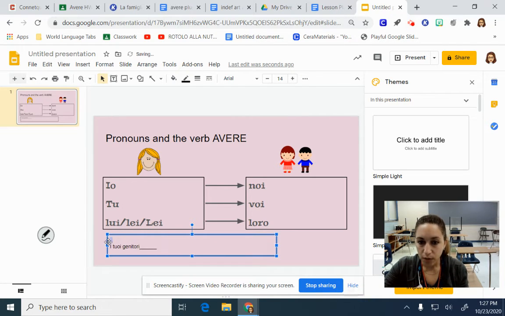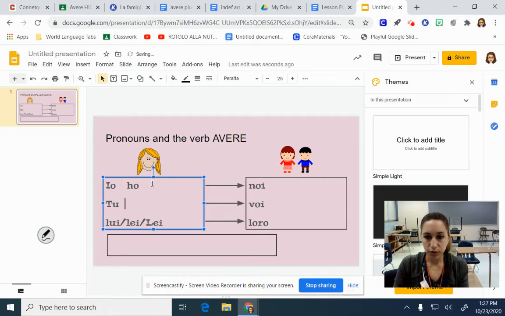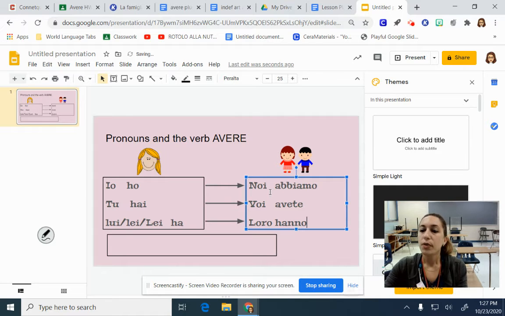Once we figured out what to use, we have to now conjugate the verb. So I'm just going to delete this so we could start from the beginning. So we're using the verb avere. So for io, it's o. For tu, it's i. And then for lui or lei, it's a. Noi is, just right in here, abbiamo. Voi is avete. And loro is hanno. So that's what the verb avere changes to.